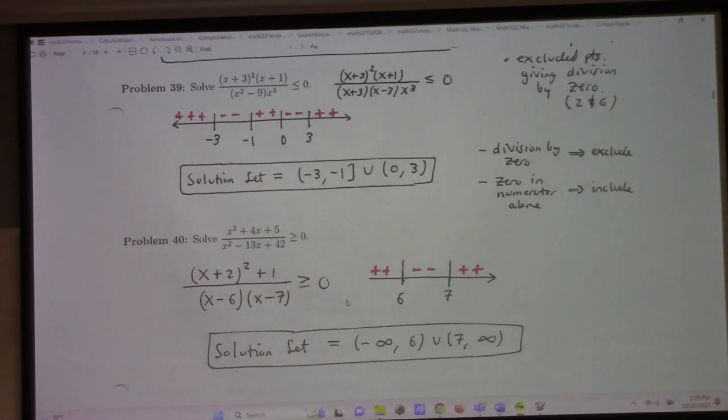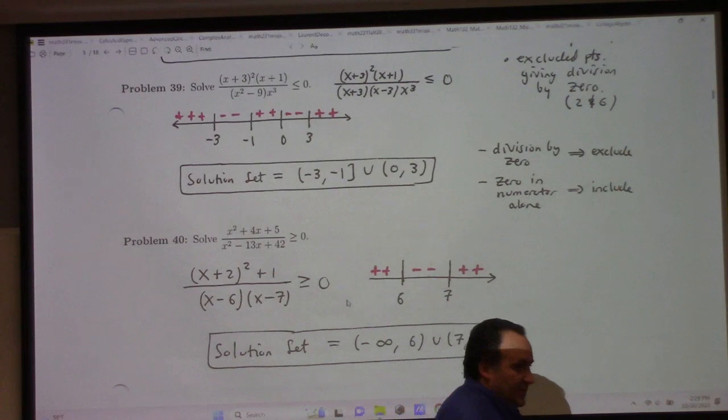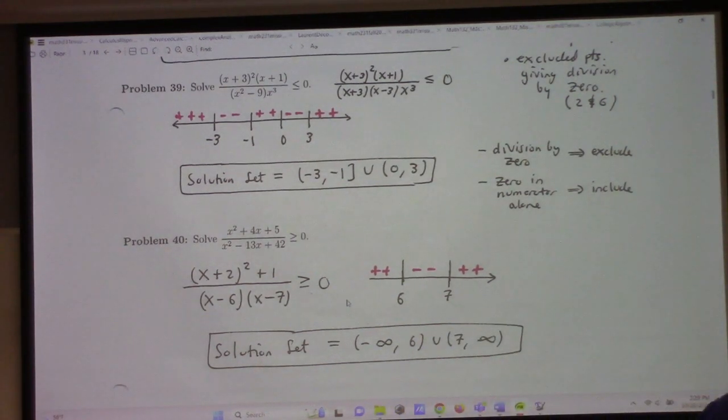So 6 is excluded. Yes, 6 is excluded. And 7 is excluded. 7, this is the denominator, exactly, since it's coming from the denominator factors where we'd have division by 0 if we were to include them, which we do not want to do.